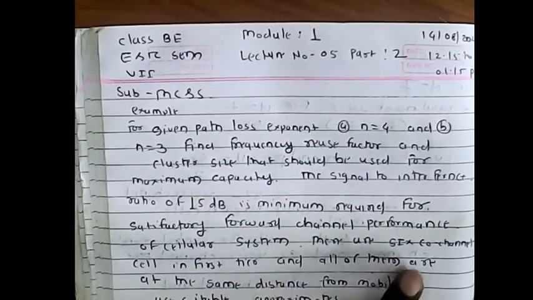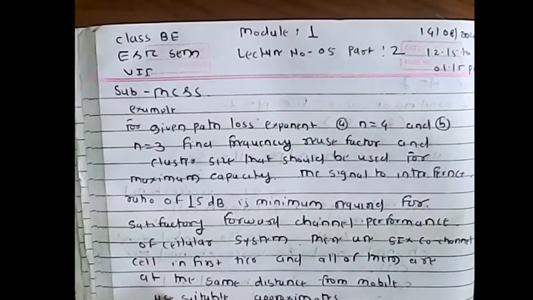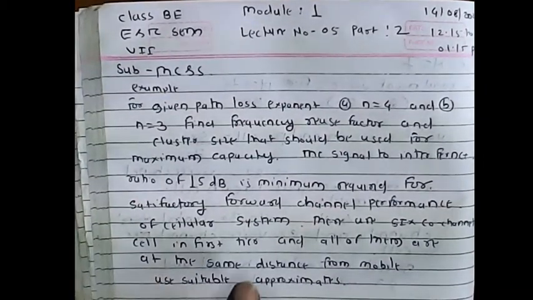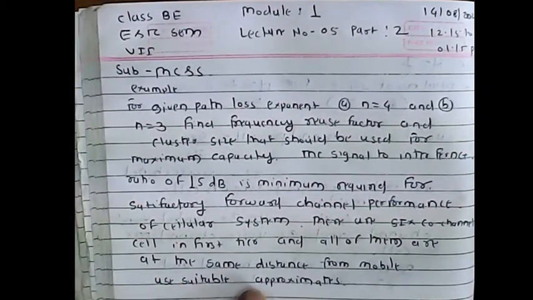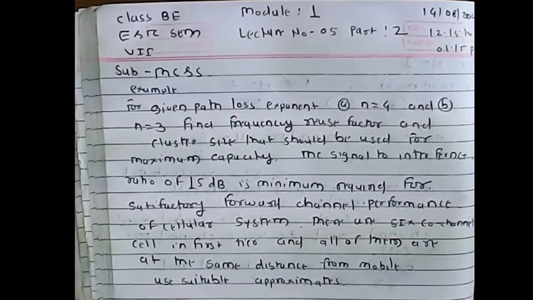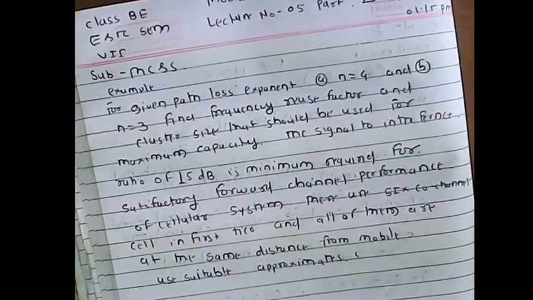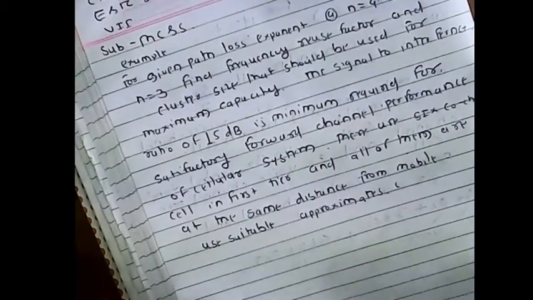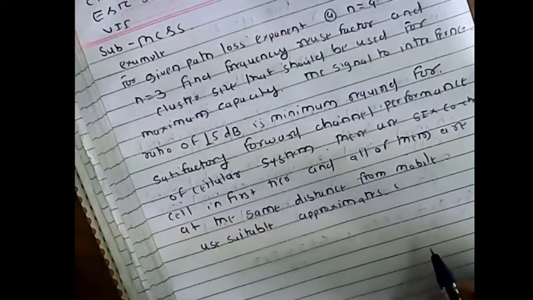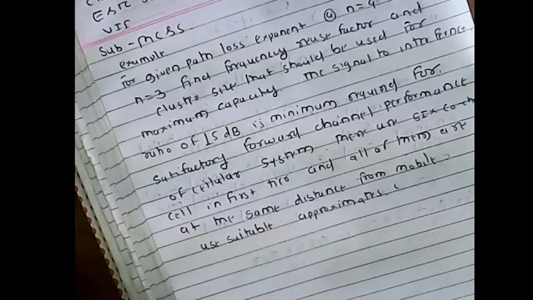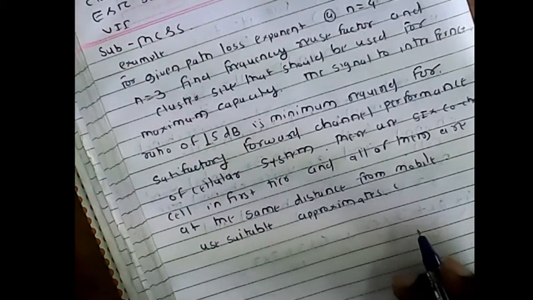There are 6 co-channel cells in the first tier, and all of them are at the same distance from the mobile, as a suitable approximation. The frequency reuse concept was already explained. Now, what is meant by the co-channel reuse ratio?